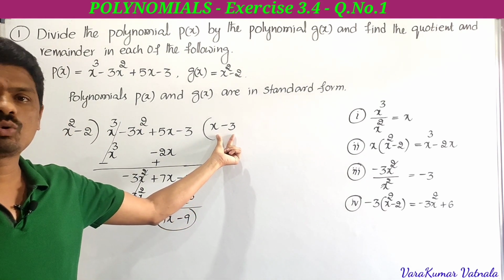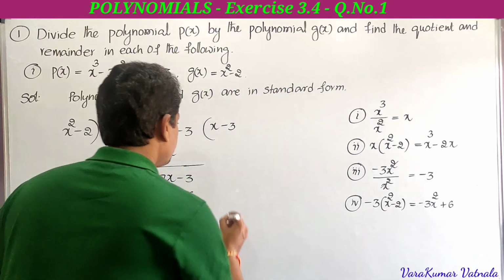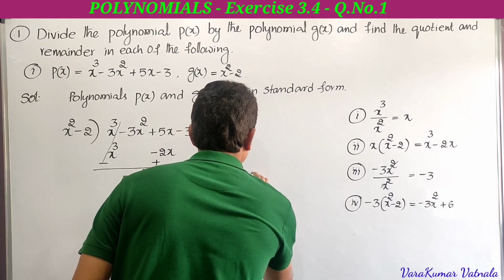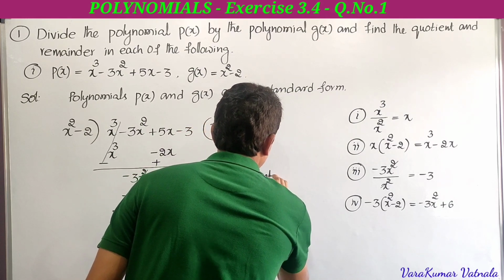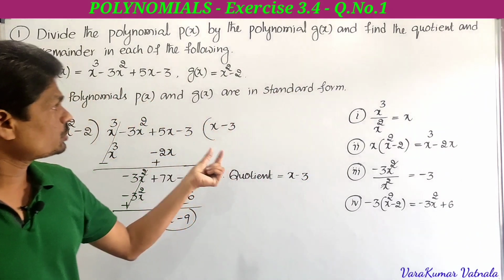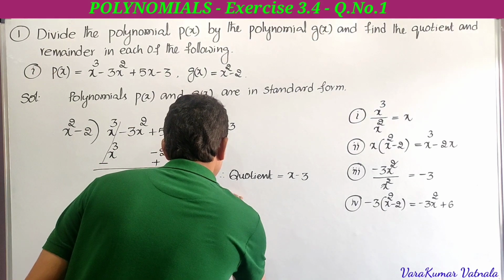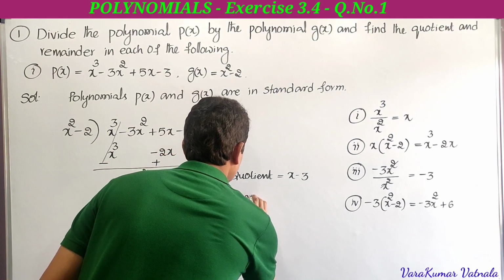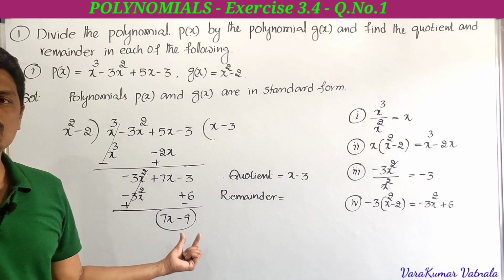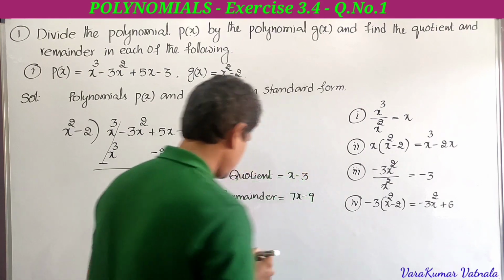x minus 3 is the quotient. He is asking to write the quotient and remainder. Therefore I am writing, quotient is equal to x minus 3. This is the quotient, and he is also asking to write the remainder. Remainder is equal to 7x minus 9. 7x minus 9 is the remainder.